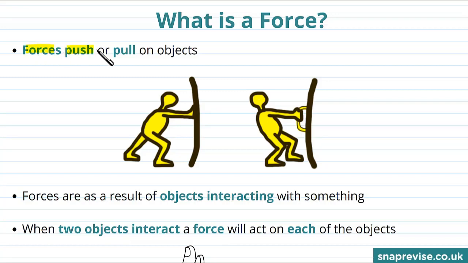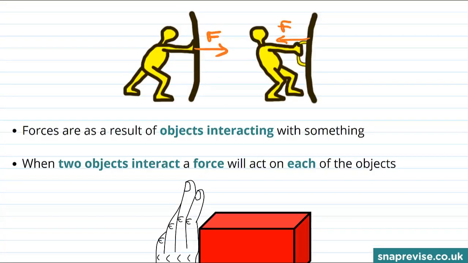A force is a push or a pull on an object. For example, when we push on a door like this, we could say we were exerting a force in that direction. On the other hand, if we were to pull on a door, we would say that we were exerting a force in this direction. In particular, in each case, we would say that we were exerting a force on the door.